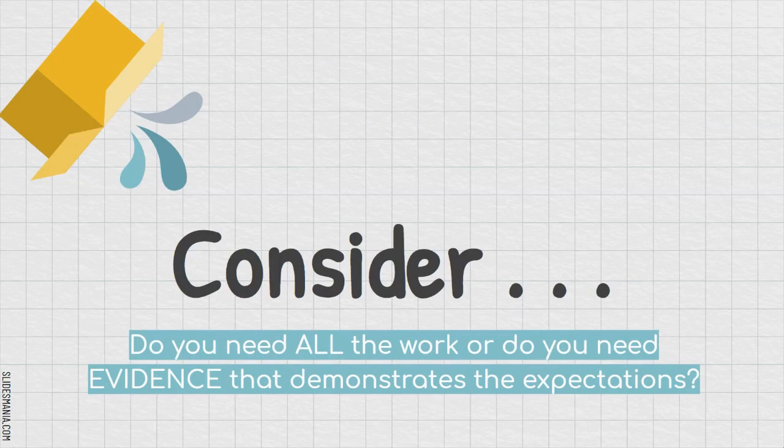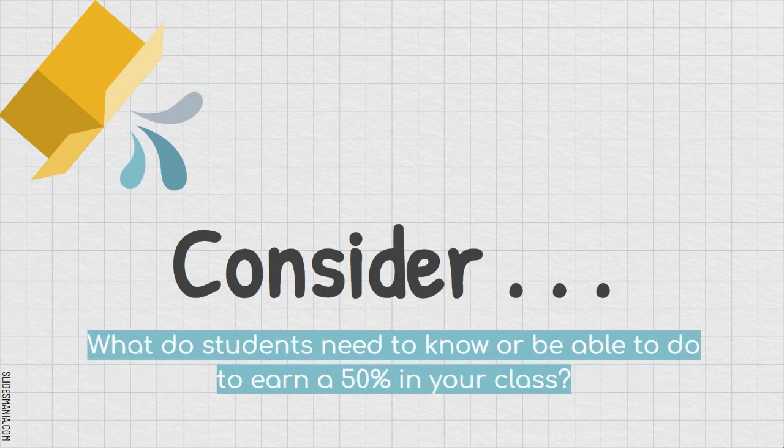First of all, do you need all the work that's missing from a student, or do you need evidence that demonstrates the expectations that students have not yet had the opportunity to meet in your class? The two aren't always the same thing. So think about, is this about compliance? I want students to hand in every assessment, or is this about achievement? I need proof that the students have met all of the overall expectations in my class.